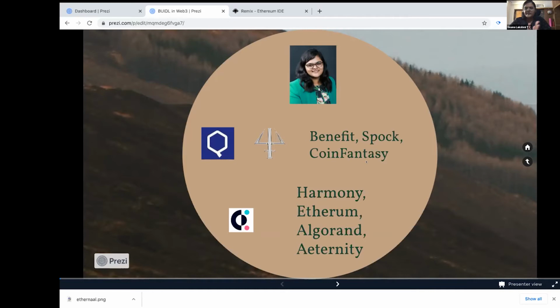Then some of the other projects that I'm associated with in one capacity or the other, either as a tech lead or the blockchain architect: CoinFantasy. It's a decentralized game, which is kind of fantasy trading, but using crypto tokens. Spock is a game again, which is based on sports stock. So that's a project that I'm working on very closely right now. And Benefit is another NFT marketplace built on Harmony Protocol, which is specifically for charity.